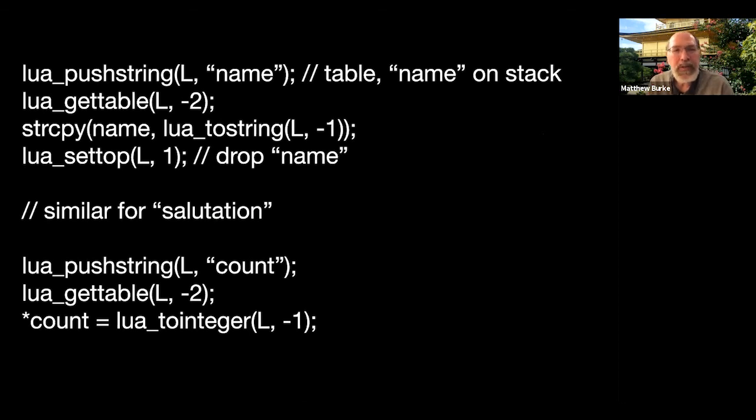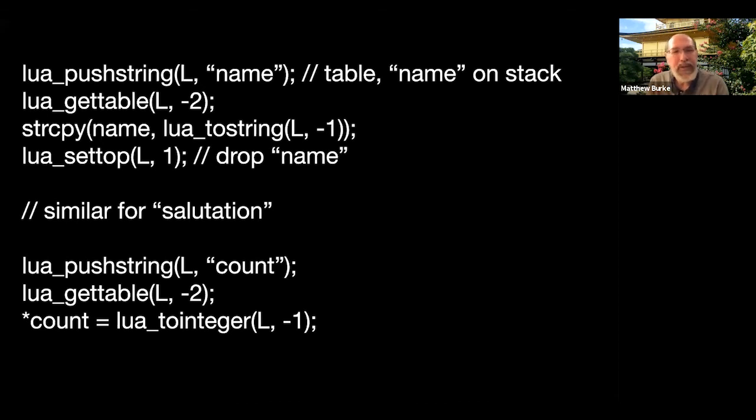And so it works pretty much the same way. I'm going to push onto the stack the index, the key that I want the data from. I'm going to then use this get table function, which grabs data out of the table that's on the stack. And the index here, -2, is telling me what stack position the table is located in. So it expects a table at that position, it expects a key at the top of the stack, and it returns the data onto the stack.